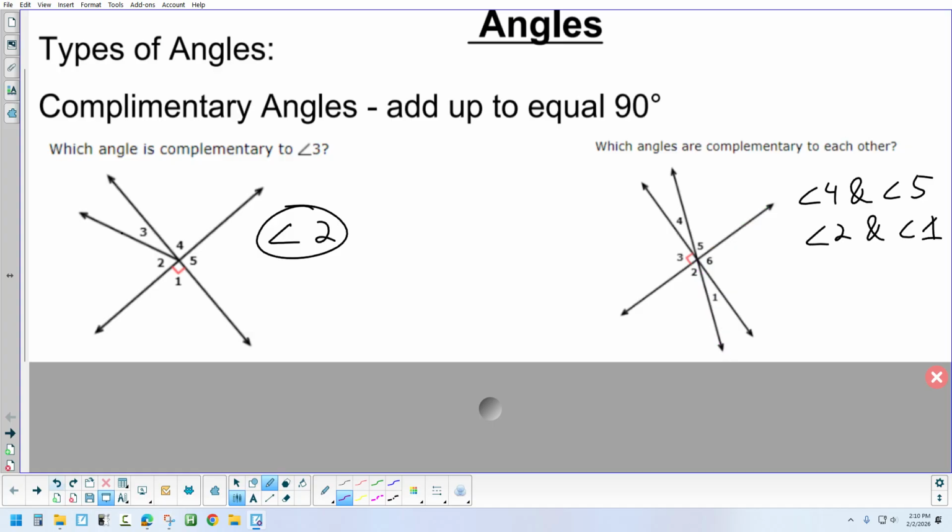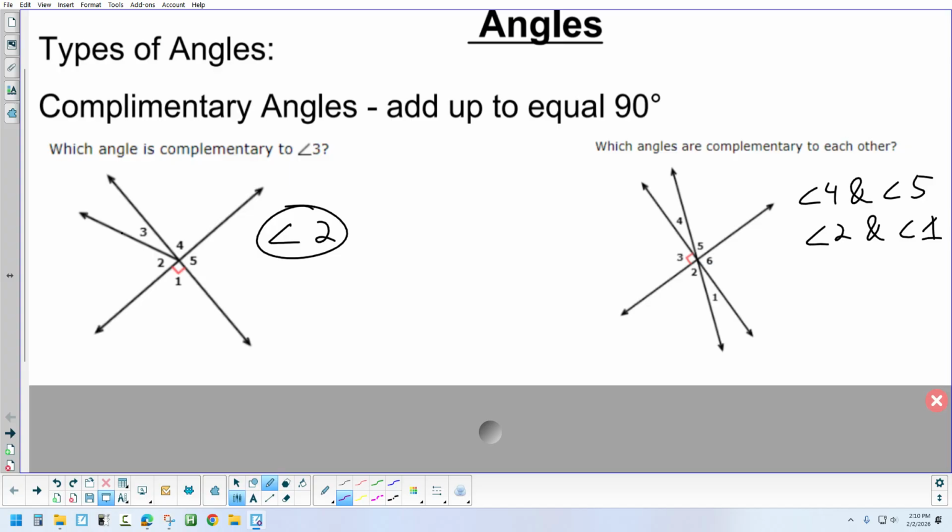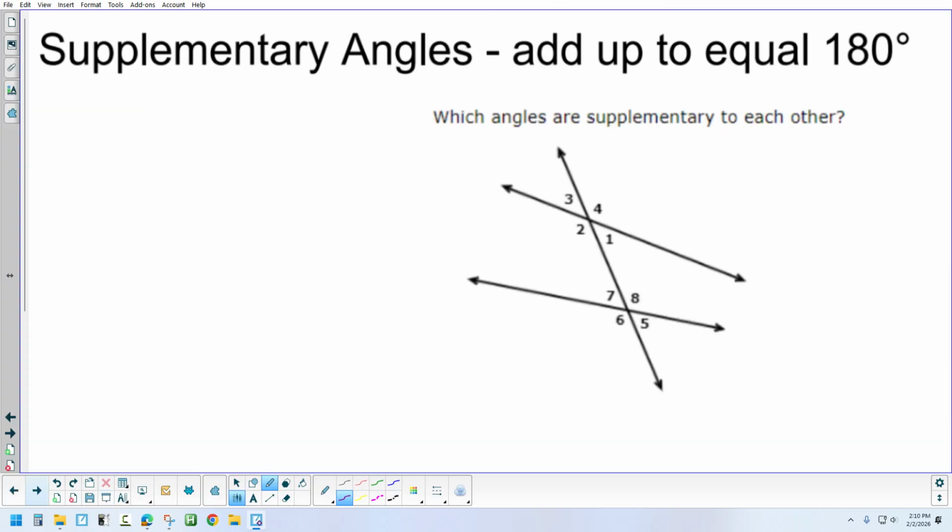So that's complementary. Does anybody know the word for angles that add up to 180? So complementary is 90. This is another word. It begins with an S. Supplementary. Yep. So supplementary angles add up to a total of 180. 180 looks like a straight line. So 90 is an L. Think of 2 L's back to back. You make a straight line, just like that.